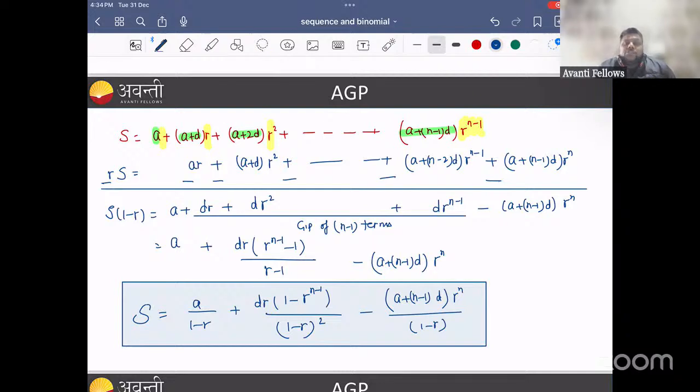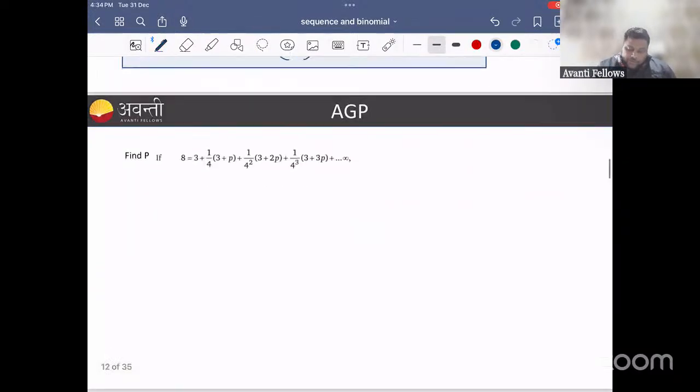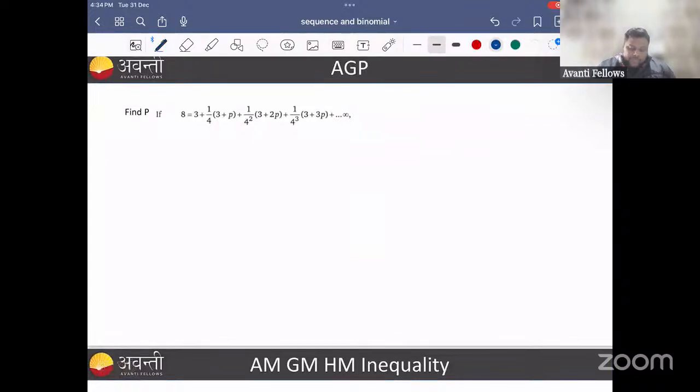I insist you not remember this formula; it is very difficult to remember. So it is not required that you remember this formula. You just see how I did it. Got it? So this is how we do this. Now do this question. Find P if the sum of this AGP is given as 8.